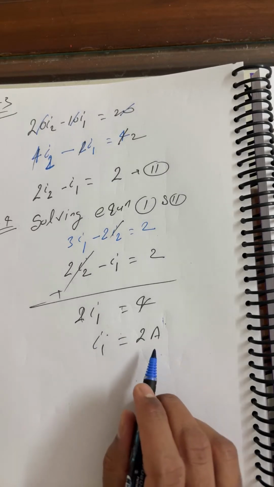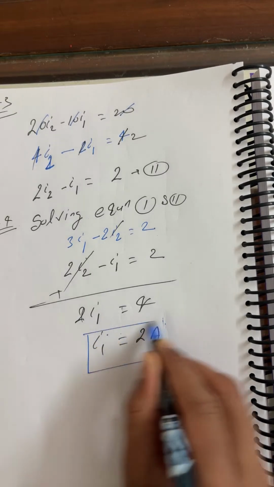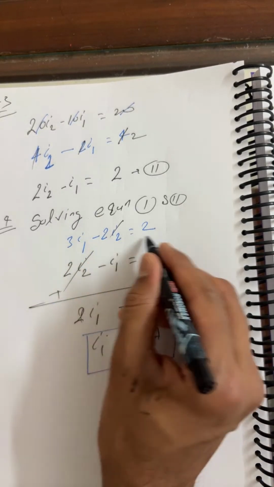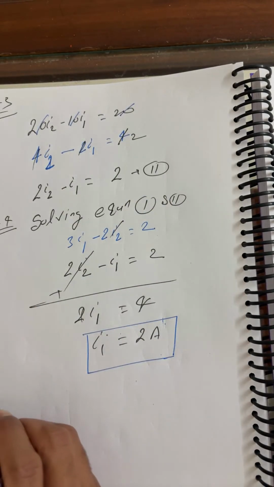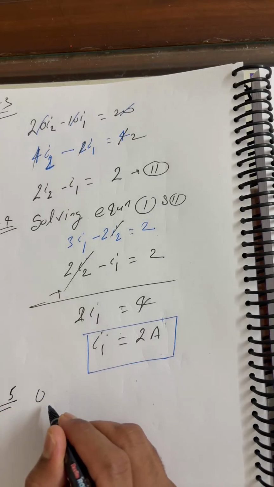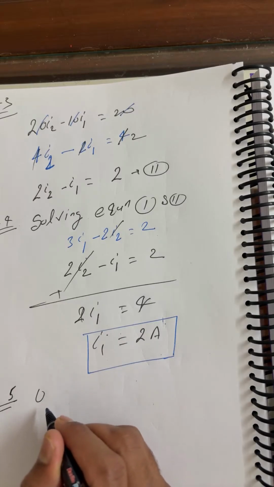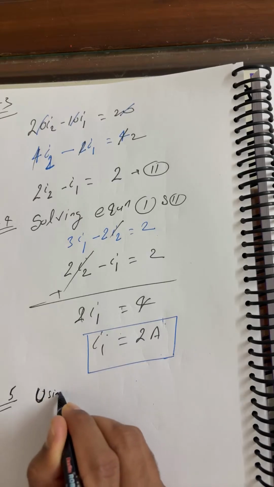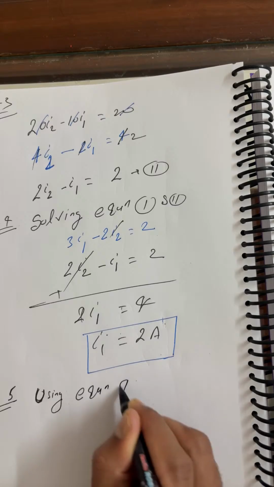Okay, I remember, this is 2 ampere. Once you get I1, you can put this value in any of the equations here. Let us say I'm just using equation number 2. So in step 5, using equation 2.